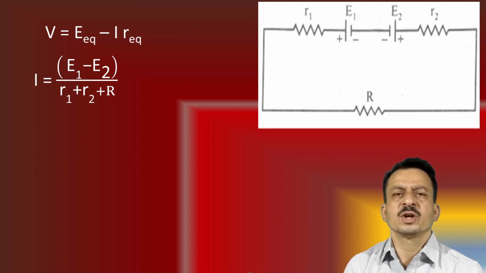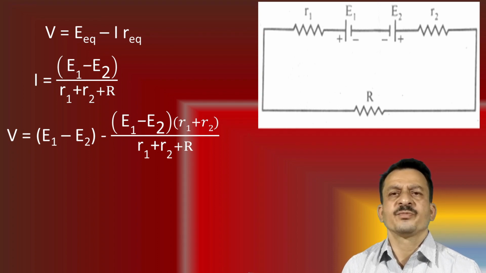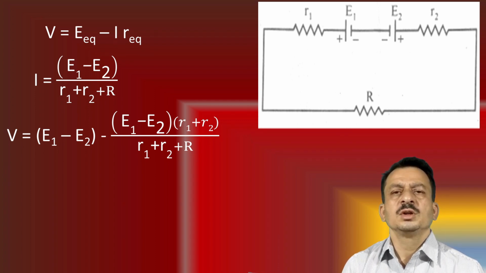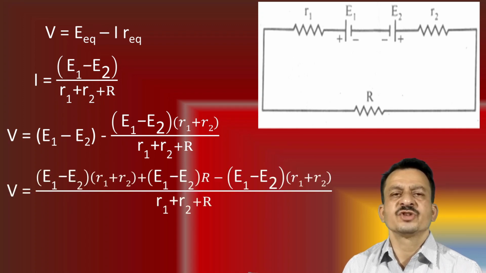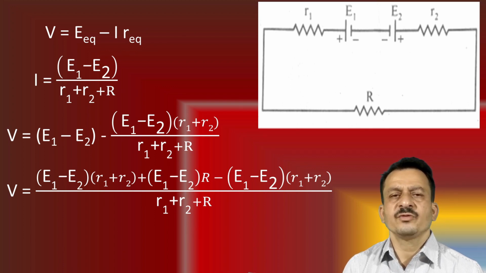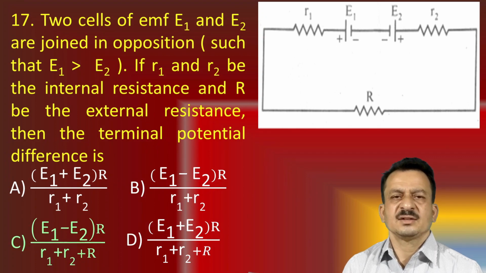If I substitute it in the above expression, E equivalent is E1 minus E2, minus the current I, that is E1 minus E2 divided by R1 plus R2 plus capital R, into the total resistance R equivalent, that is the equivalent resistance of the cells, R1 plus R2. Now cross multiplying, E1 minus E2 into R1 plus R2 and minus E1 minus E2 into R1 plus R2 cancel. Therefore we are left with the terminal potential E1 minus E2 into capital R divided by R1 plus R2 plus capital R. Therefore C is the right answer.